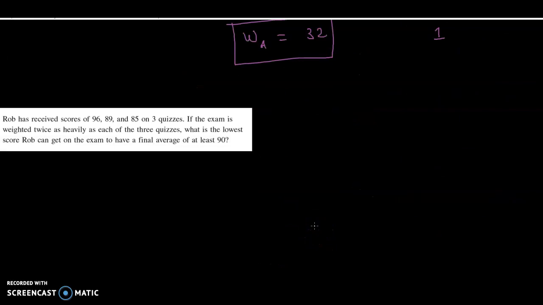One other example here. Look at this one. This is worded a little bit weirdly, but we can hopefully see how this is going to go. So it says Rob has received these three scores on 3 quizzes. If the exam is weighted twice as heavily, okay, on the final, I think they meant to say the final exam, if the final exam is weighted twice as heavily as each of the 3 quizzes, what is the lowest score Rob can get on the exam to have a final average of at least 90? Don't fret too much over the at least for a moment.